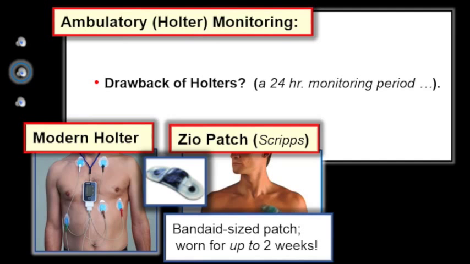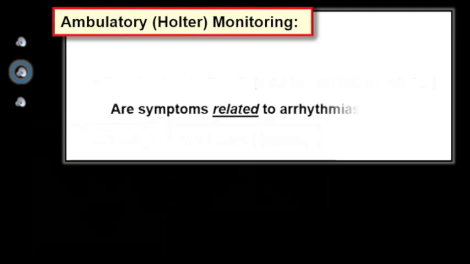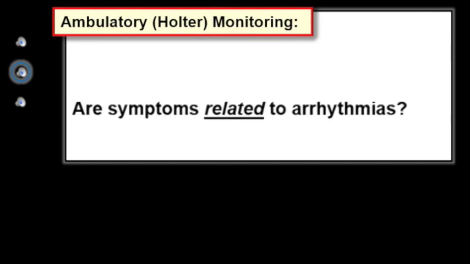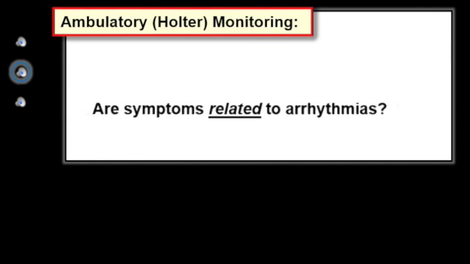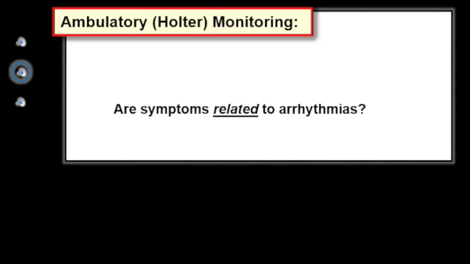This is the key question. Are symptoms related to arrhythmias that the patient is having? We know symptoms are common, and we know arrhythmias are common. The key is to determine if the two are related in any given patient. The best way to correlate symptoms and arrhythmias is to have the patient fill out a diary.